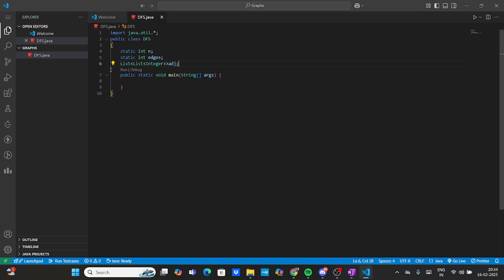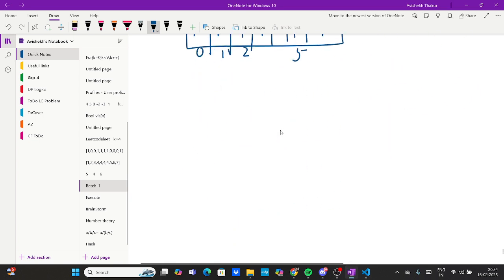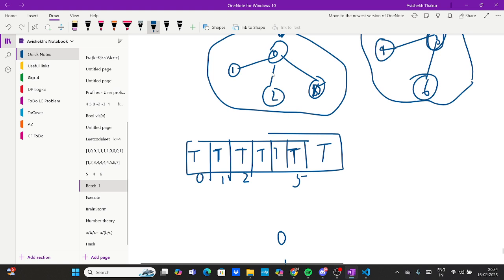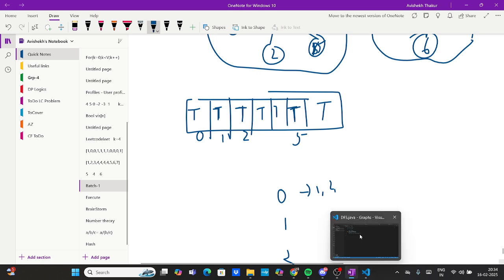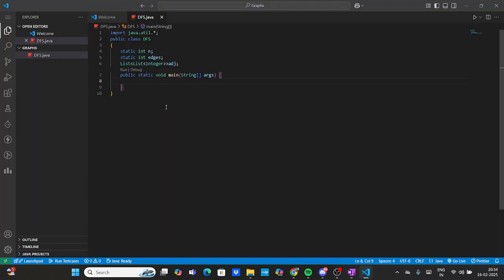Adjacency list. You all forgot? You don't remember? List. Zero, one represented with 0 1. Okay, fine.